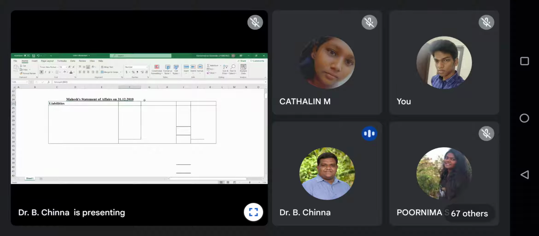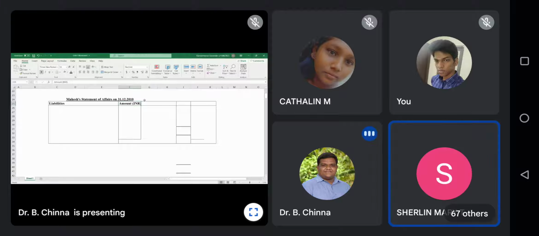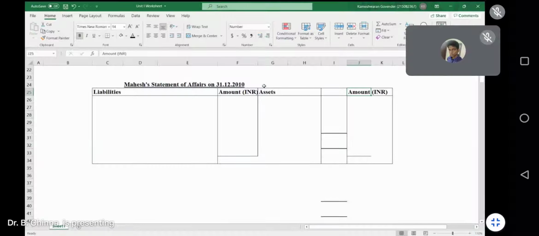You should be having liabilities with an amount, and assets, again with an amount, right? Is it clear so far? Yes, sir. So should we start with assets or liabilities? Assets.